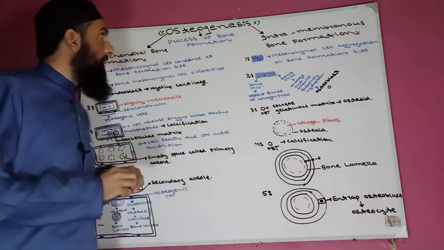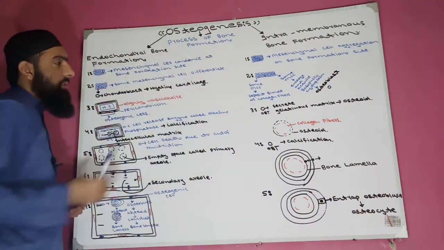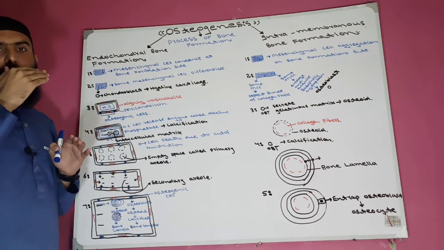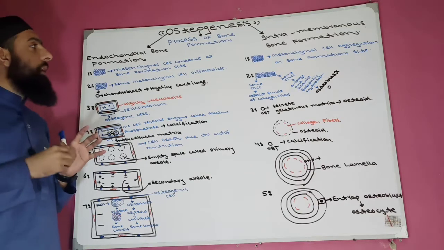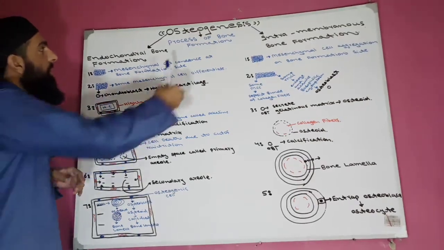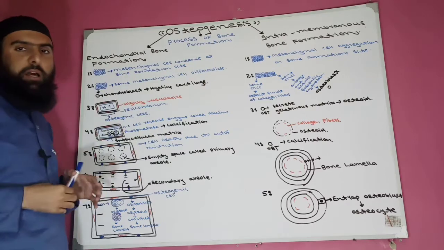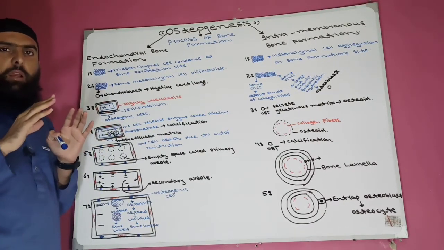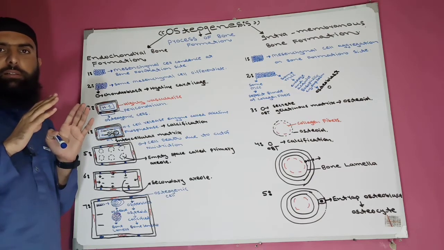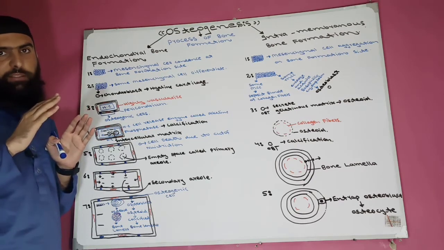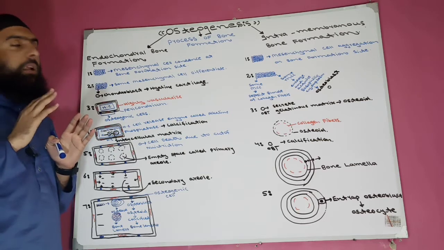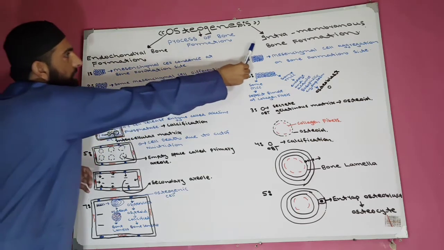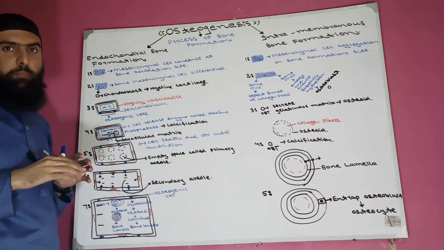Now today our topic is osteogenesis. Osteo means bone, genesis means to produce, generation. How do we define osteogenesis? The process of bone formation is called osteogenesis. Now, bone formation takes place by two methods, two ways. Number one is endochondral bone formation. Second is intramembranous bone formation.